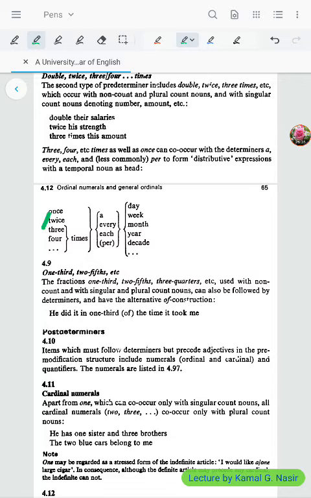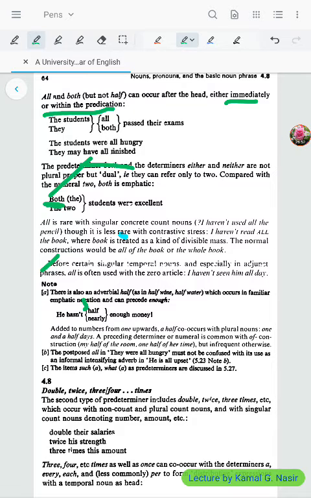Twice. You see, twice a day, twice every day, every week. So the second type of predeterminers includes double, twice, three times, four times, five times, and so on, which occur with non-count and plural count nouns, and with singular count nouns denoting number. You see?